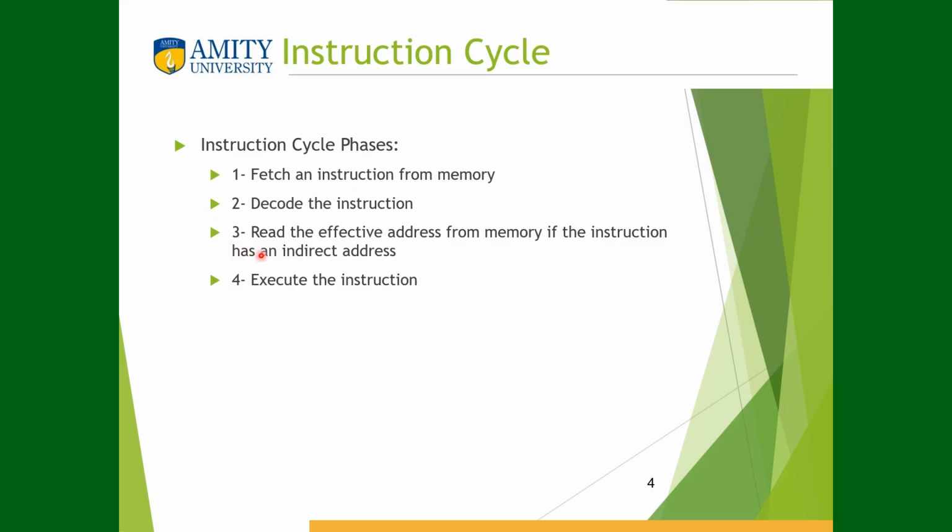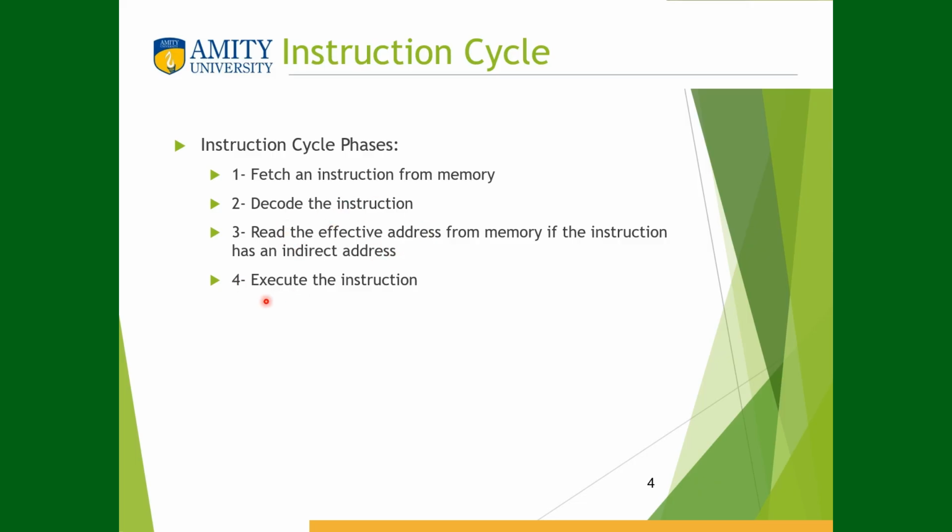Then at the third step, we read the effective address. That means the provided address in the instruction. We look for where the operand is stored. That is the effective address where the operand is stored. This is found from the memory if the instruction has indirect address or whether it has direct address. On the basis of that, we can find the effective address.